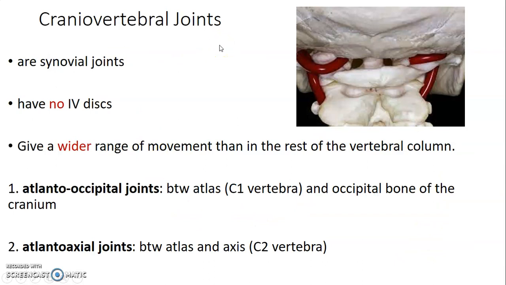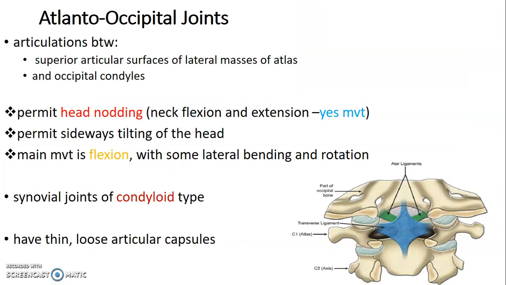Then we discuss the craniovertebral joints. Okay, these are synovial joints with no IV discs in between them, and they have a wider range of movements. We have two types: atlanto-occipital between the atlas and the occipital condyles, and atlanto-axial between the atlas and the dens of the axis. Atlanto-occipital between superior articular surfaces of the lateral masses of the atlas and the occipital condyles. Okay, so you have occipital condyles and the atlas. This is your atlas, this is the occipital condyles of the skull.